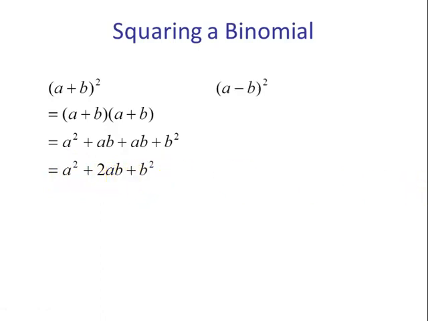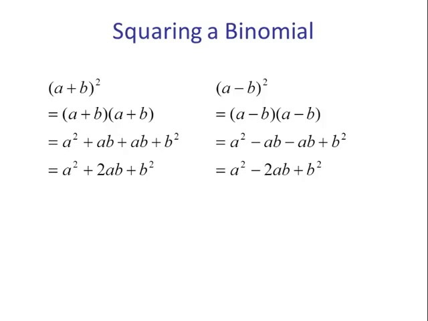Now if the binomial involves subtraction, the idea is essentially the same. A minus b quantity squared is the same thing as a minus b times a minus b. Foiling it out, we get a squared minus ab minus ab plus b squared. Combine like terms, and we get a squared minus 2ab plus b squared.